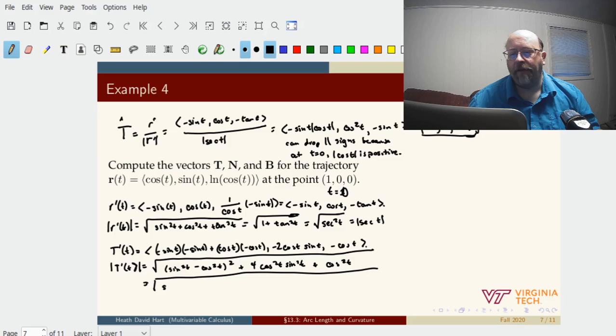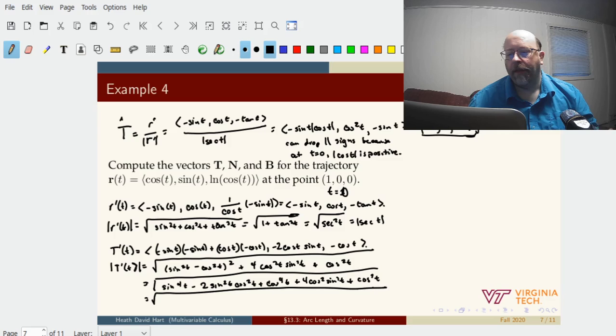This is going to be sine to the 4th of t minus 2 sine squared of t cosine squared of t plus cosine to the 4th of t plus 4 cosine squared sine squared t plus cosine squared t. The negative 2 and the plus 4 combine, and we get sine to the 4th of t plus 2 sine squared cosine squared t plus cosine to the 4th of t plus cosine squared of t.